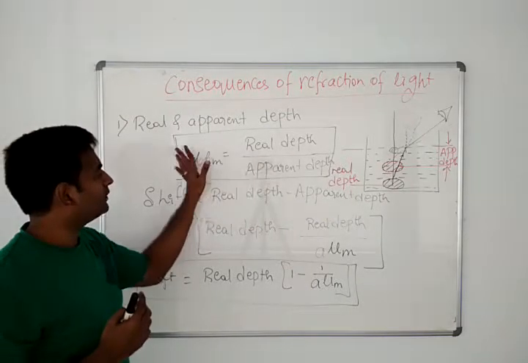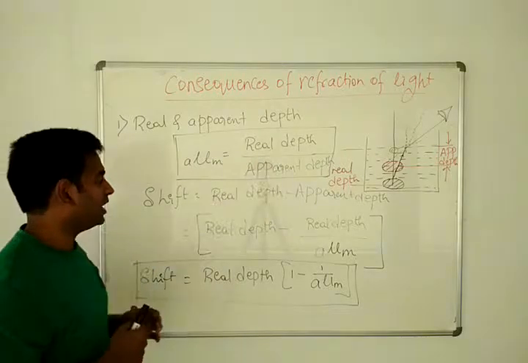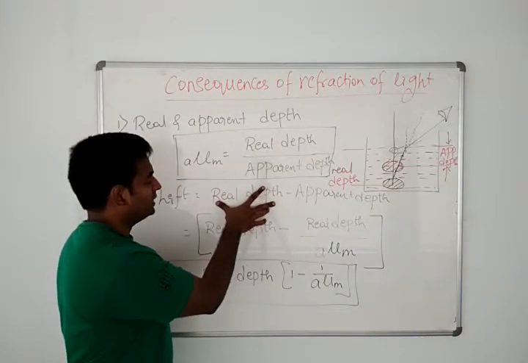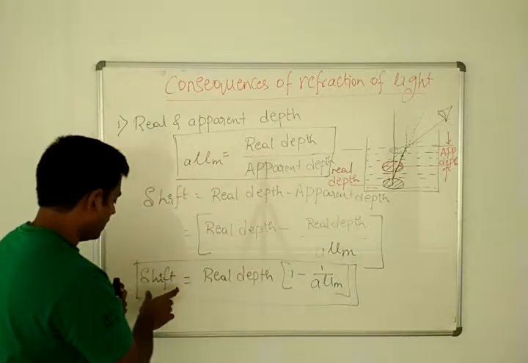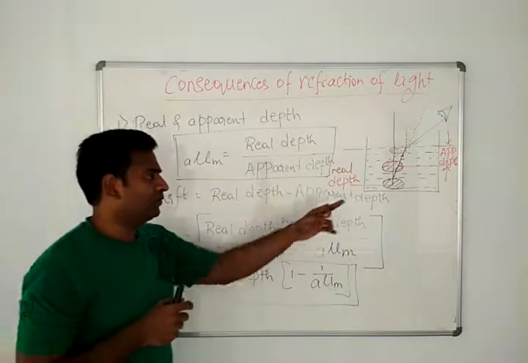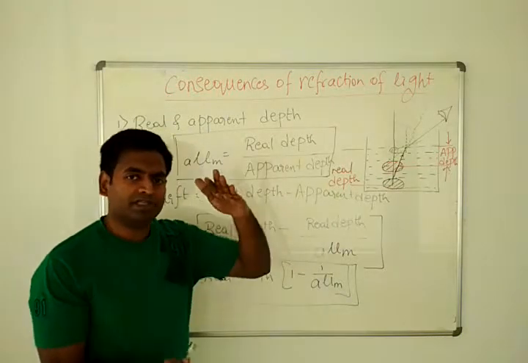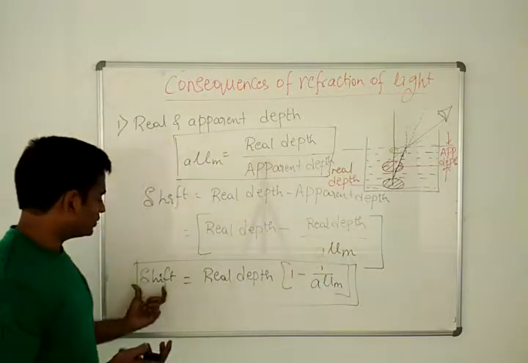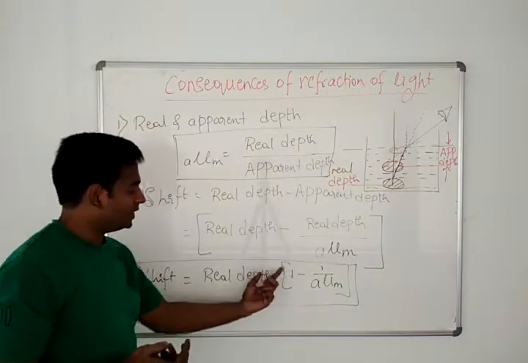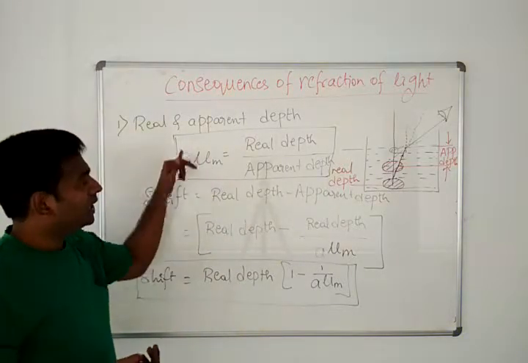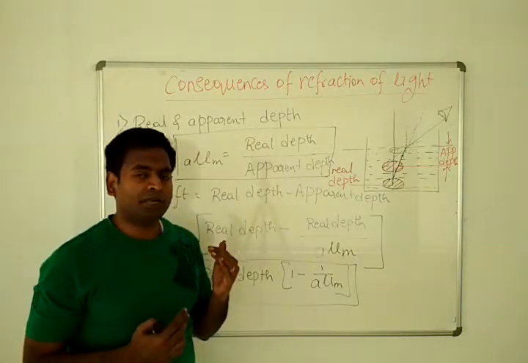So you can remember that mu is equal to real depth divided by apparent depth. The shift you can calculate either from real depth and apparent depth, or, since we cannot really measure the apparent depth but we know the real depth by measuring the depth of the tank, we convert everything into real depth. So shift is equal to real depth into 1 minus 1 by mu. You can remember these two formulas, and then you can remember how the phenomenon has occurred.